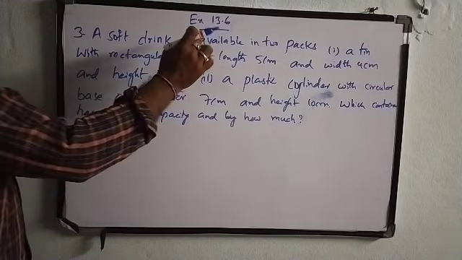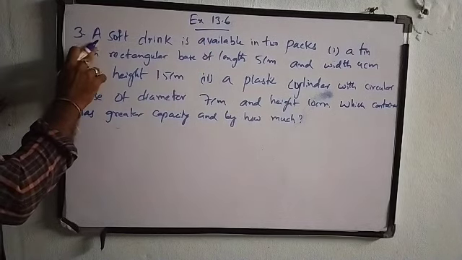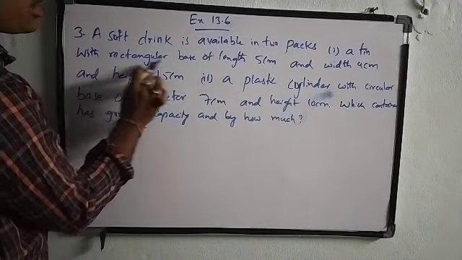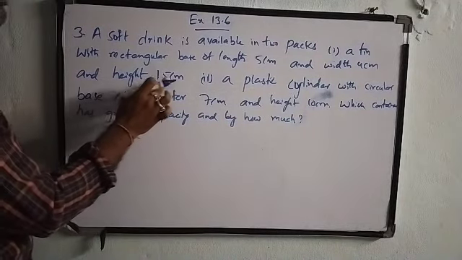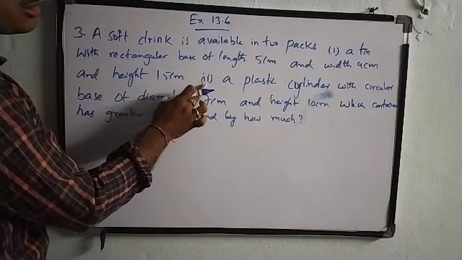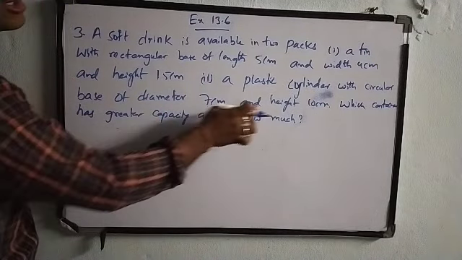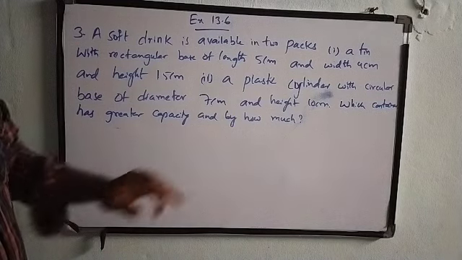Very good morning students. Today we are going to learn exercise 13.6 third question. So the question is, a soft drink is available in two packs. A tin with a rectangular base of length 5 cm, width 4 cm and height 15 cm. Second, a plastic cylinder with circular base of diameter 7 cm and height 10 cm. Which contains greater capacity and by how much?